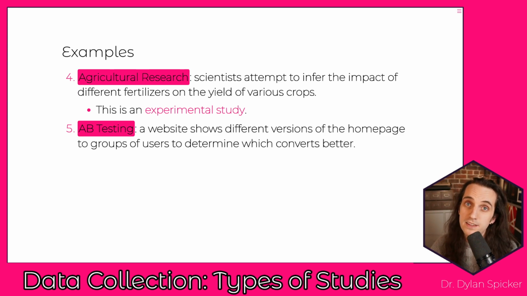And here, they're directly manipulating the experience that the user has, right? They're not just observing what happens to the user on the page. They say, if you get page A, then how much do you purchase? How do you behave on the website? If you get page B, how much do you purchase? How do you behave on the website? And so there's a specific intervention here. And so an A/B test is an example of an experimental study.